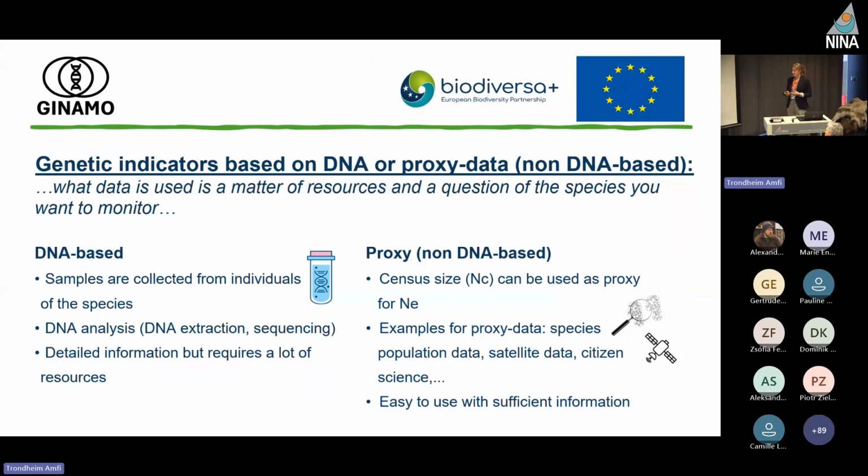So there is, for instance, census size, the Nc that we also heard about just before, which can be used as a proxy for Ne. But again, looking into the Ne/Nc ratio, for instance, is something that we're also going to look into. Examples for proxy data could be species population data, satellite data, which is one of the work packages, citizen science data, etc. And it should be easy to use with sufficient information.